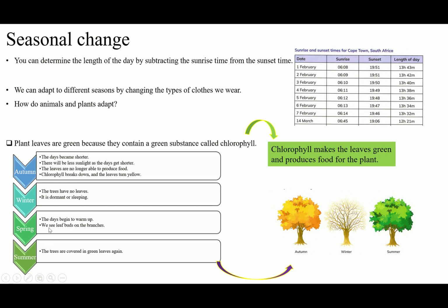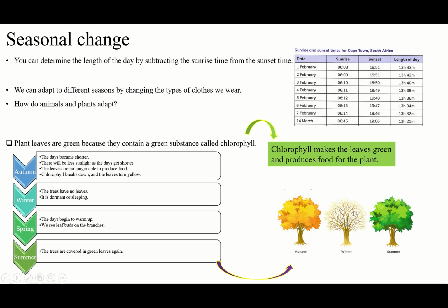What about spring? Here we don't have spring. You see autumn, winter, summer. We don't have spring. Spring must be here, between winter and summer. The days begin to warm up. The winter is very cold, so after finishing this cold weather, the weather is going to change and warm up, right? So what happened to the plants? We see leaf buds on the branch.